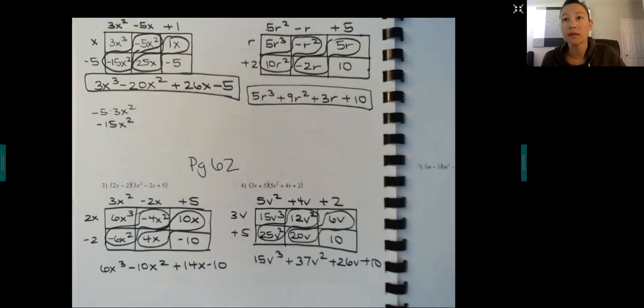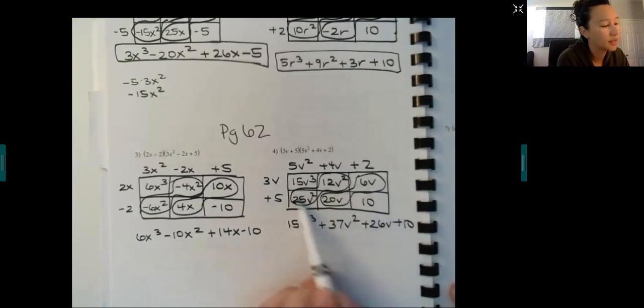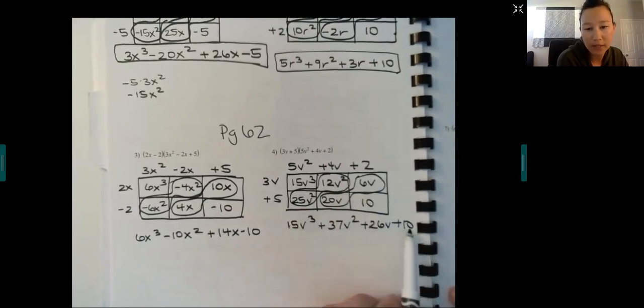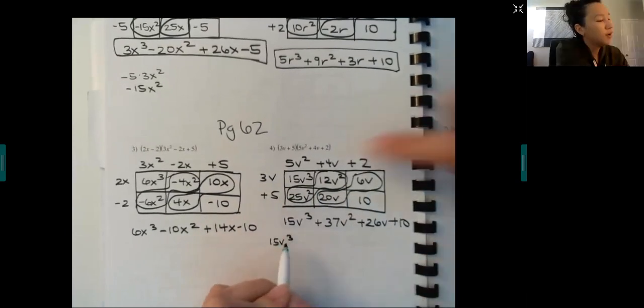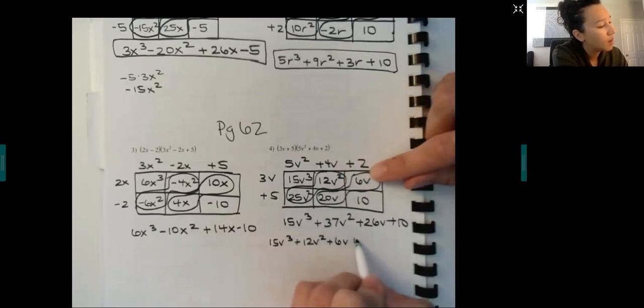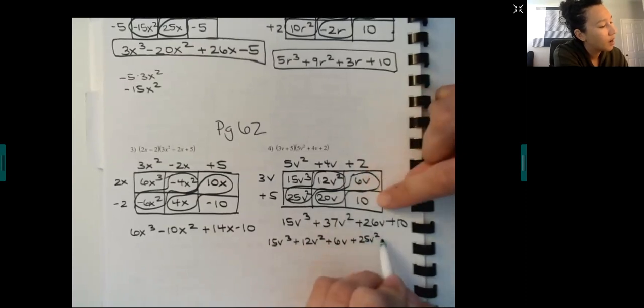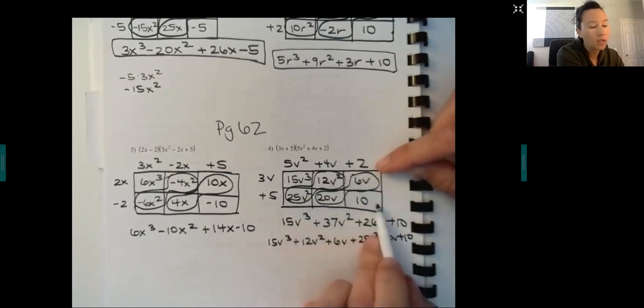Nope. All right. Oh, we have a question. Okay, so someone asked, how do I get the final answer? So how do I get here? So I'm just adding up all of the boxes is how I get this answer. So I could write it all out, 15v cubed plus 12v squared plus 6v plus 25v squared plus 20v plus 10. So you're just adding up all six boxes.